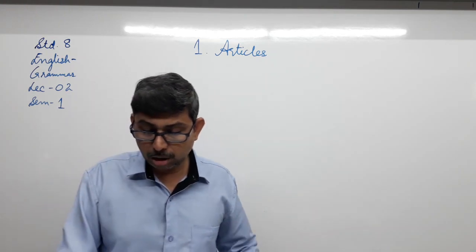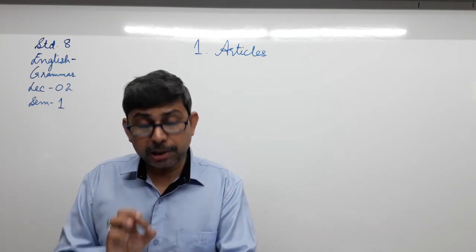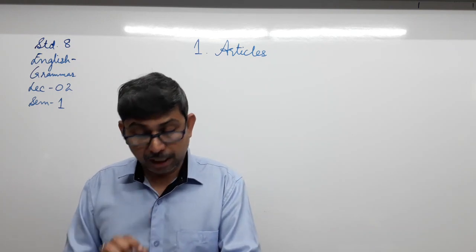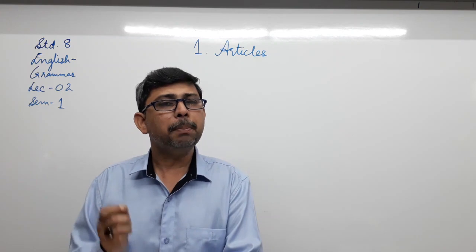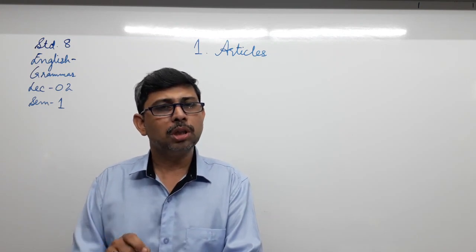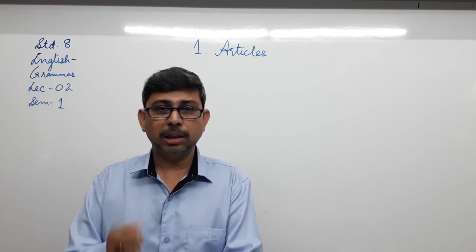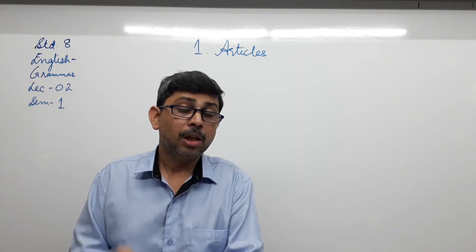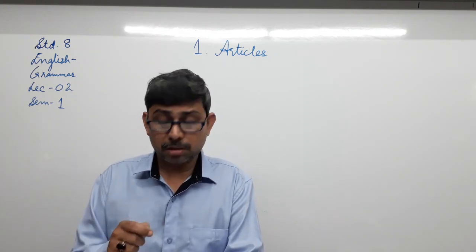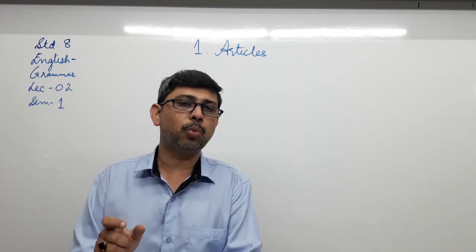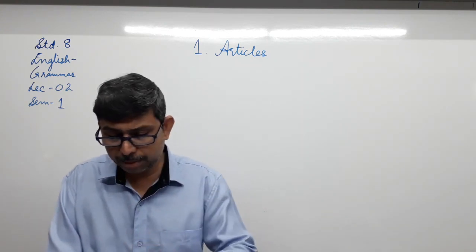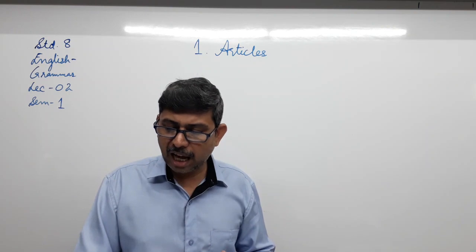The next, the third point: before a noun made definite by addition of a phrase or a clause. When you are applying a phrase or a clause to make it definite, otherwise it was not definite, by applying the phrase or clause, now it has become a definite one. Let us see how. For example, the place where I met her.